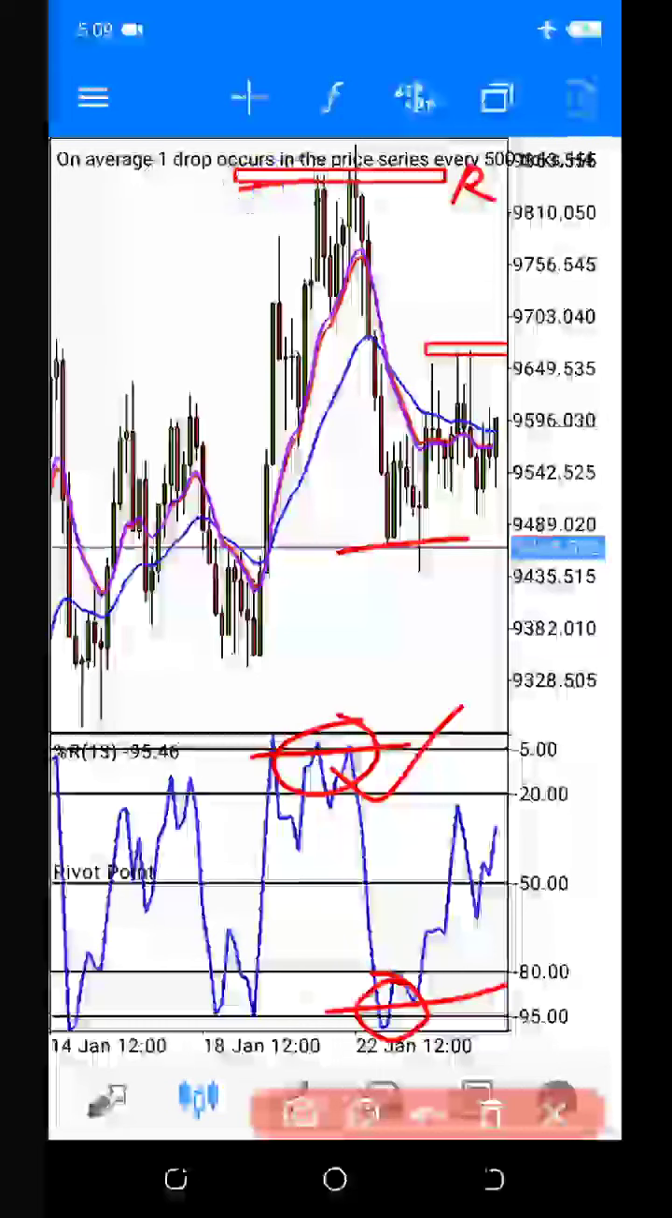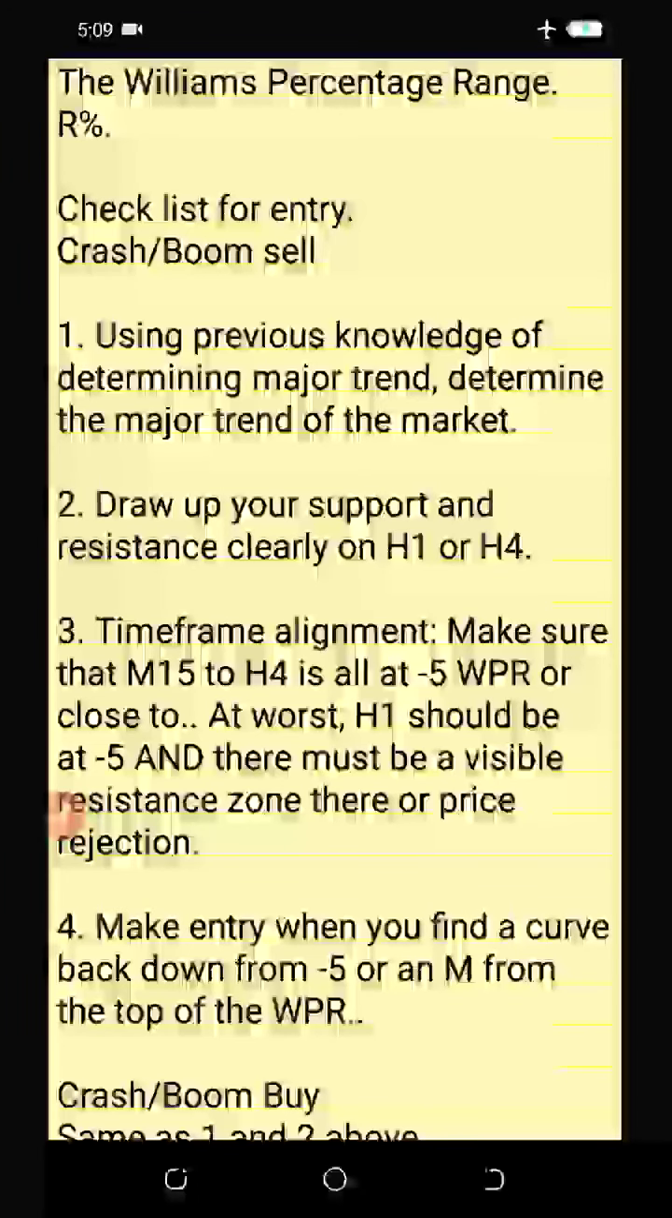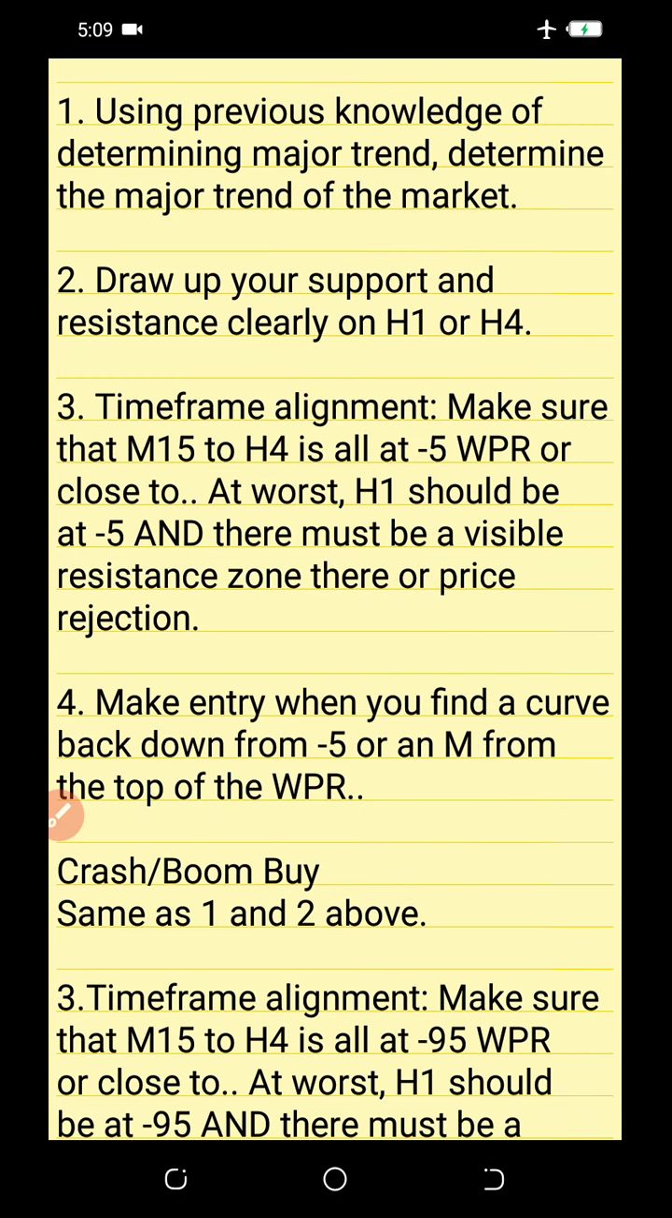For this one. So there must be a clear resistance or support at your point of entry, and then that must agree with where your WPR is. In this case, we have it here. So what am I trying to explain to us? Make sure, let's go back. So when you've spotted that, how do you make entry? Make entry when you find a curve back down from -5. That is for a sell situation, or an M from the top of the WPR.